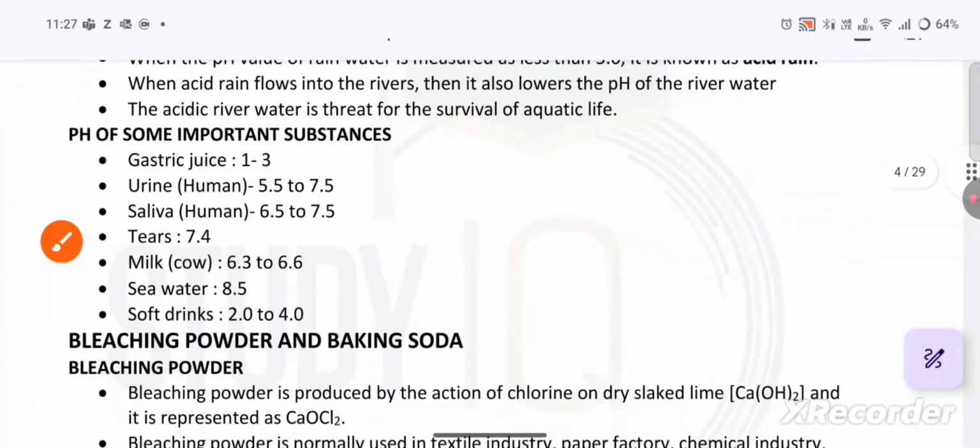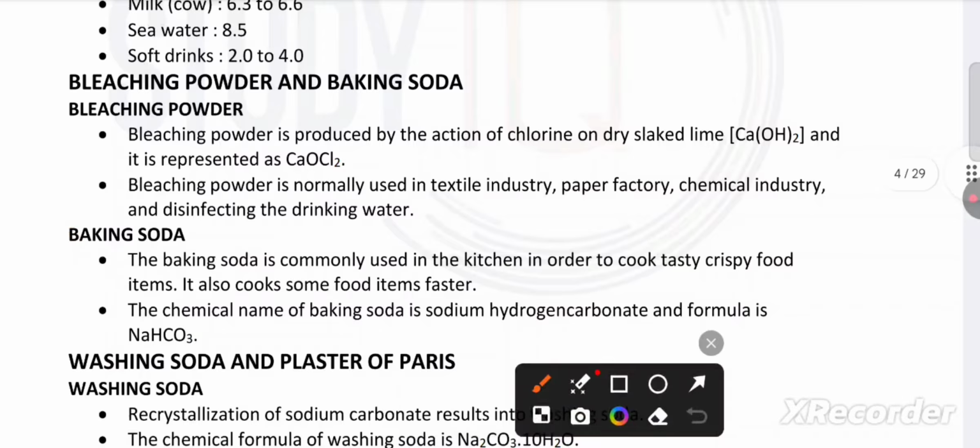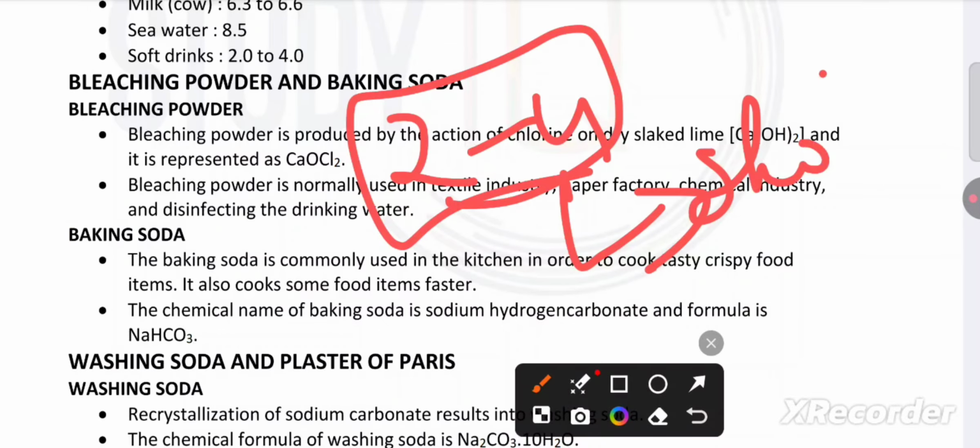Soft drinks, 2 to 4. 2 to 4 is a very low number. It will show like soft drinks, very soft.